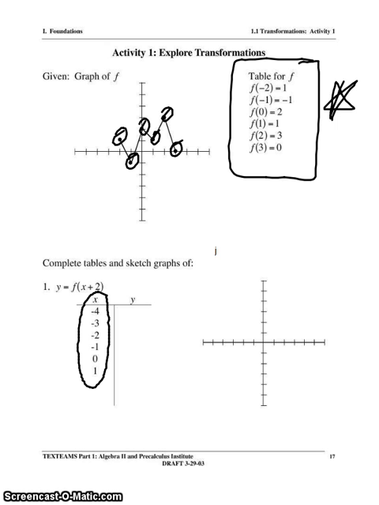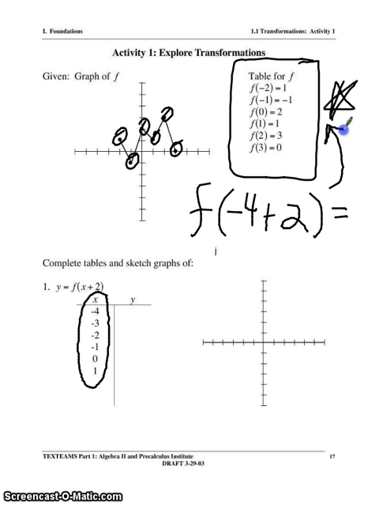So, my first equation, I have f of x plus 2. And my first value is negative 4. So, wherever I see the x variable, I'm going to plug in the x value. So, my first one is a negative 4. So, negative 4 plus 2 is a negative 2. If I go back up to this table, I'm looking for where f of negative 2 is. f of negative 2 is equal to 1. So my answer for the first point is 1.